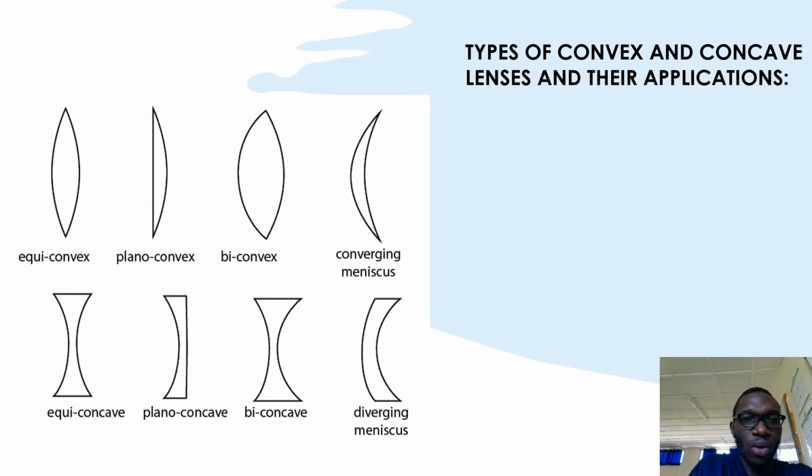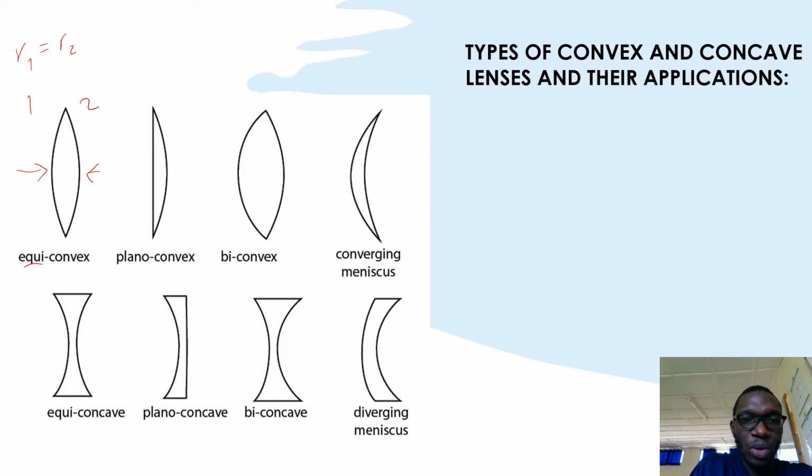We have the equiconvex, which has two ends, 1 and 2. When you observe it from this side, it appears convex. Observe it from this side, it appears convex. So it has two ends which are convex, and it is equi, meaning that the radius R1 equals radius R2.